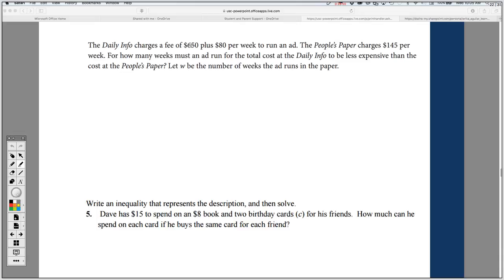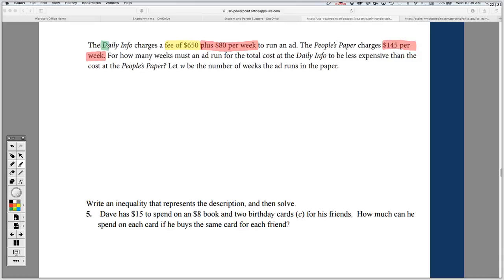So I'm changing colors again because this per week depends on how many weeks you're going to be subscribed, right? The People's Paper charges $145 per week. What did you highlight? 145. Per week. And now I'm going to go back in green and highlight the places. I'm sure you highlighted that. So Daily Info, I'm just going to highlight the letter, actually, because now we can go back easy and say, oh, I'm going to use D and I'm going to use P for those two.